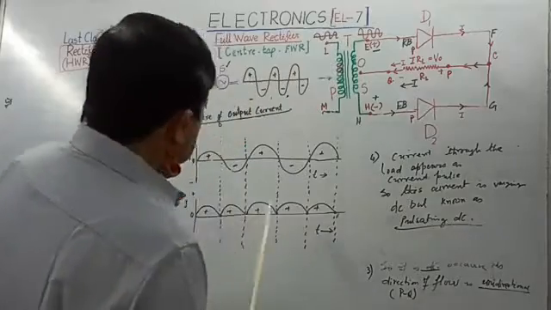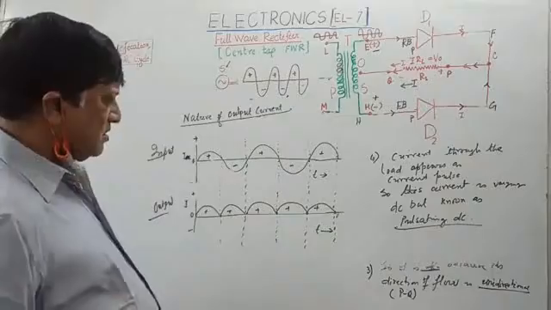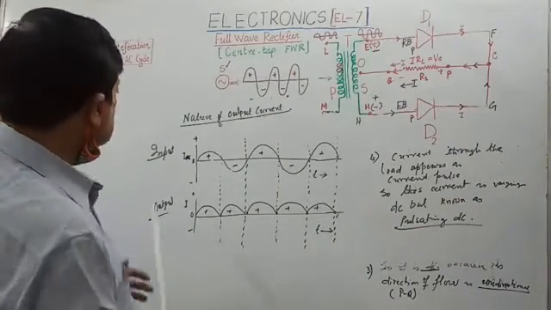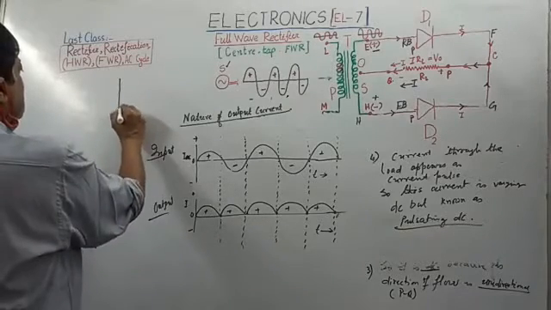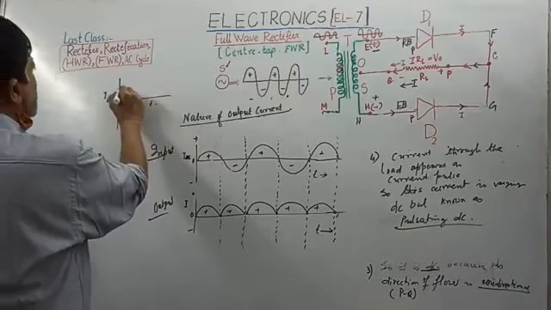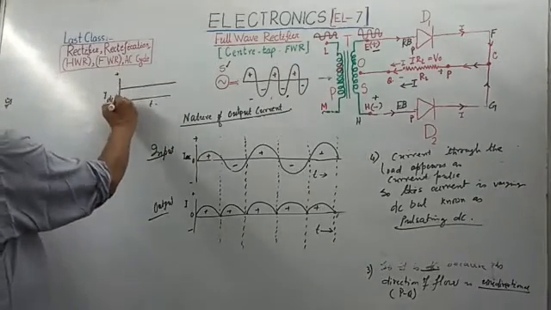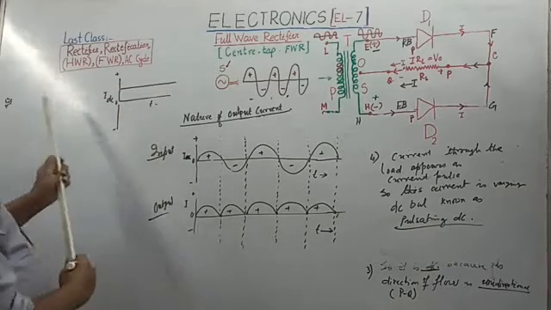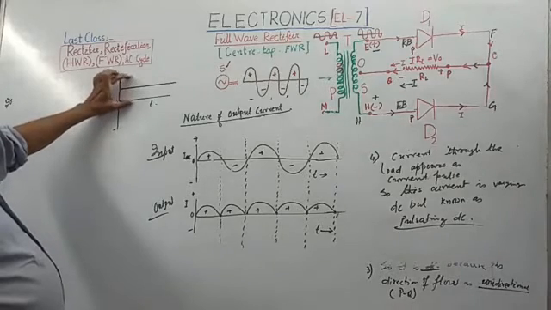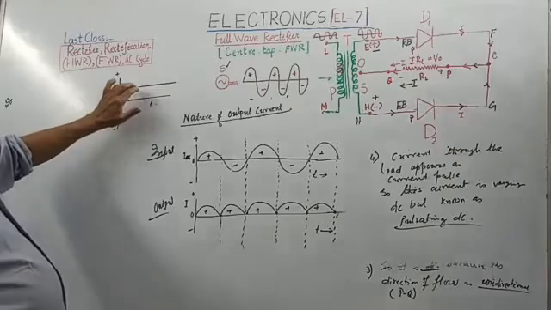So AC is converted to DC. Point number 1, it is not a steady DC, it is varying DC. If it were steady DC, what would it look like? This is positive, negative. This is the strength of DC, but neither it increases nor it decreases. It remains steady. It is called steady DC.